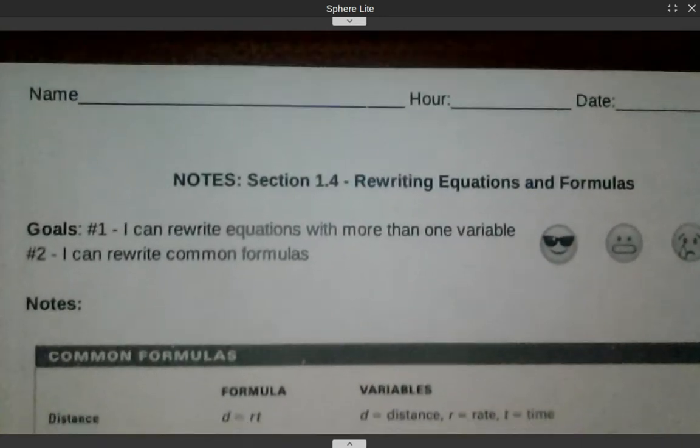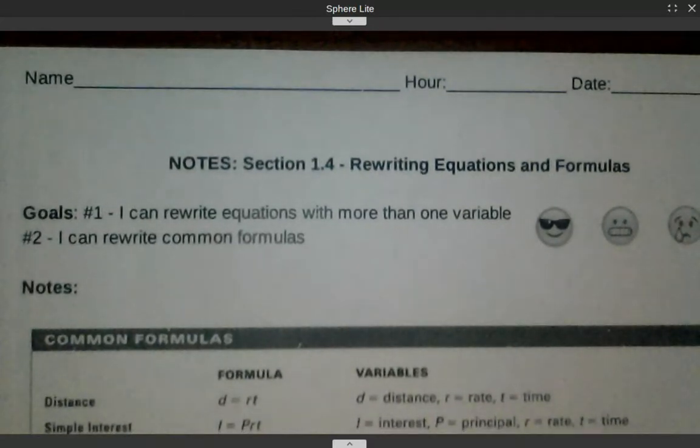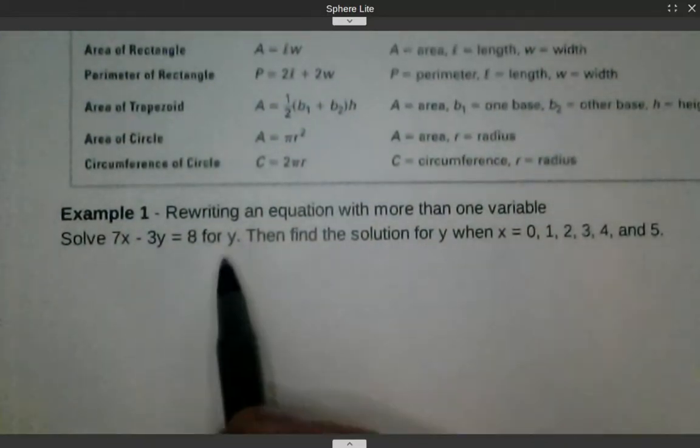All right, welcome to section 1.4, rewriting equations and formulas. The goals for today is I can rewrite equations with more than one variable, and I can rewrite common formulas. The note page is kind of short, so here's the first one.